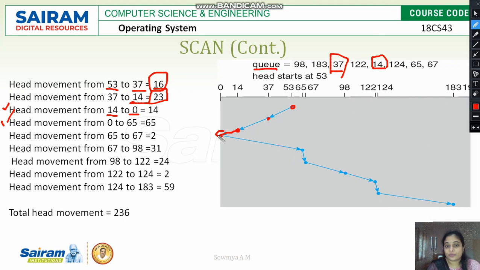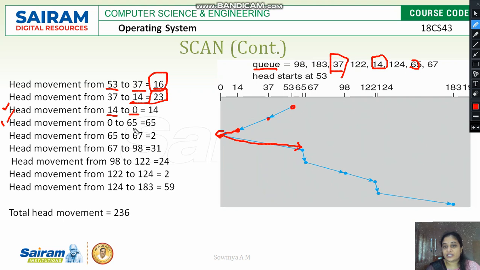While moving, the next value scheduled is 65. So 65 is scheduled from 0 to 65. Here you can subtract 0 from 65 and neglect the sign, since you are only taking the distance. You can subtract the lower value from the higher value; there is no need to always subtract the first value from the second.